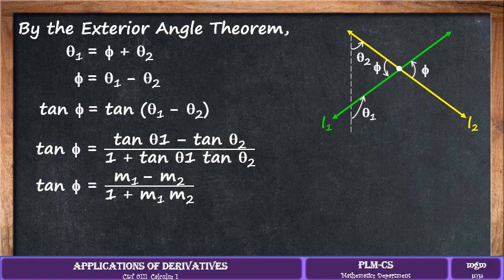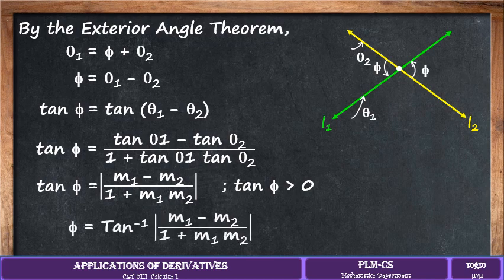From the definition of the angle between two curves, the angle that we are looking for is acute. This means that its tangent must be positive. Hence, we need to get the absolute value of m sub 1 minus m sub 2 all over 1 plus m sub 1 times m sub 2. Then, taking the arctangent of both sides of the equation, we have phi equals arctangent of the absolute value of m sub 1 minus m sub 2 all over 1 plus m sub 1 times m sub 2.